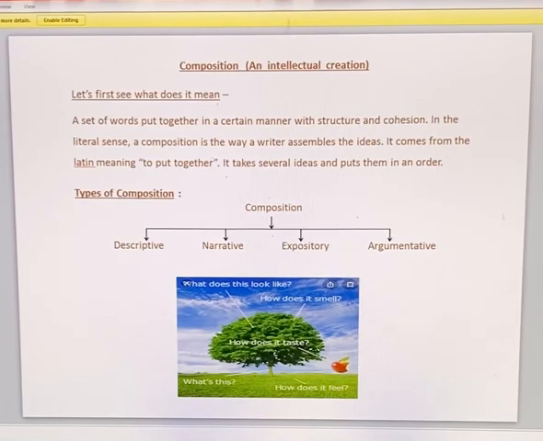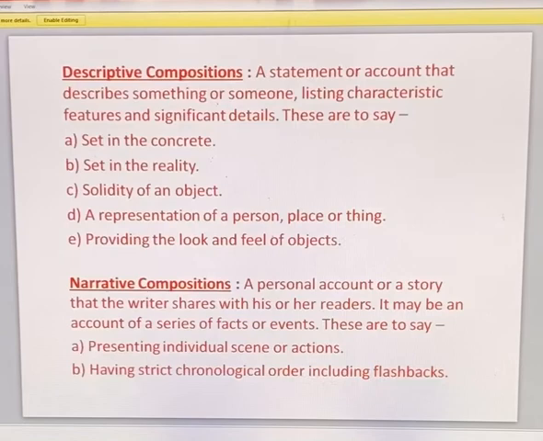What are the types of composition? How many types of compositions are there in English grammar and language? There are 4 types of compositions we have got so far: descriptive, narrative, expository, and argumentative. Now let us see which are known as descriptive compositions.